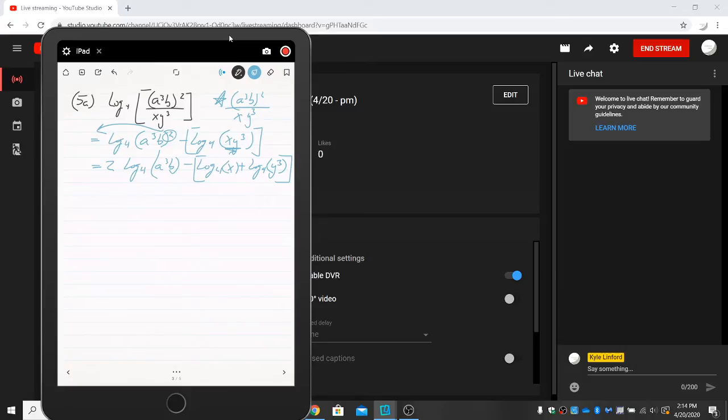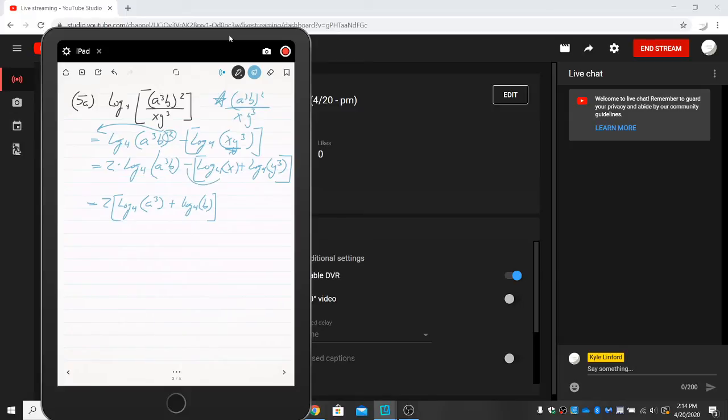Let's keep going here. We have a 2 times log 4 of, well, I can split up the a cubed from the b, but I have to put these in brackets as well because it's 2 times this entire thing. Well, that entire thing is right here in parentheses. So I'm going to have to distribute that 2 through.